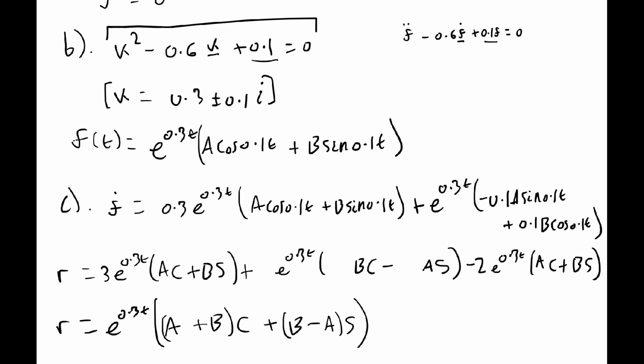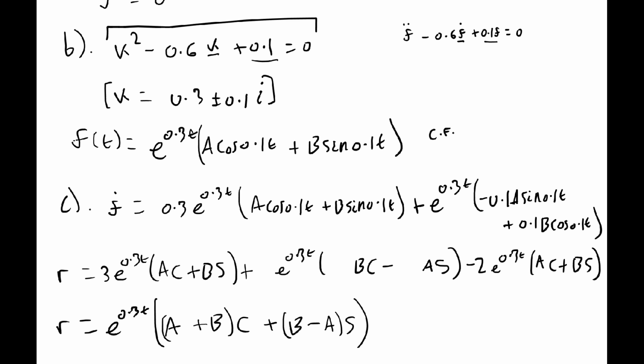And then that gives me the general form of the solution as f of t. So this is the complementary function, I should say. Of course, because this is a homogeneous second order ODE, the right hand side is 0. That means that my general solution for f is e to the 0.3t, and then a, some constant, cos 0.1t plus b sine 0.1t, which is what they wanted for part B.